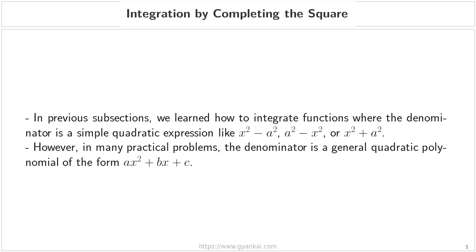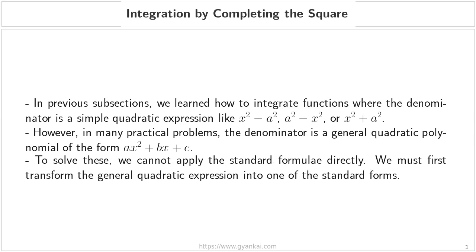However, real-world problems aren't always so cooperative, are they? Often, you'll encounter integrals where the denominator isn't one of those simple forms. Instead, it's a more general quadratic polynomial, represented as ax squared plus bx plus c. Now, the integration formulas we learned earlier won't work directly on this general form. We need to manipulate the expression first.